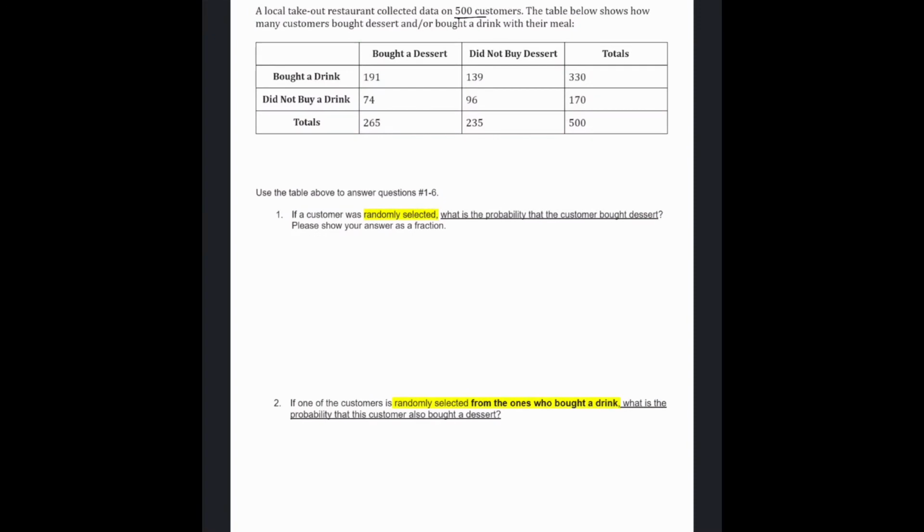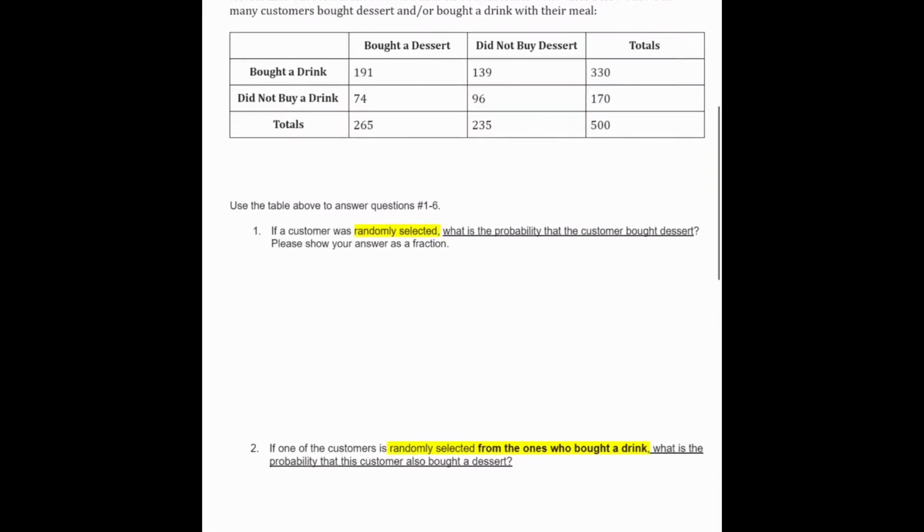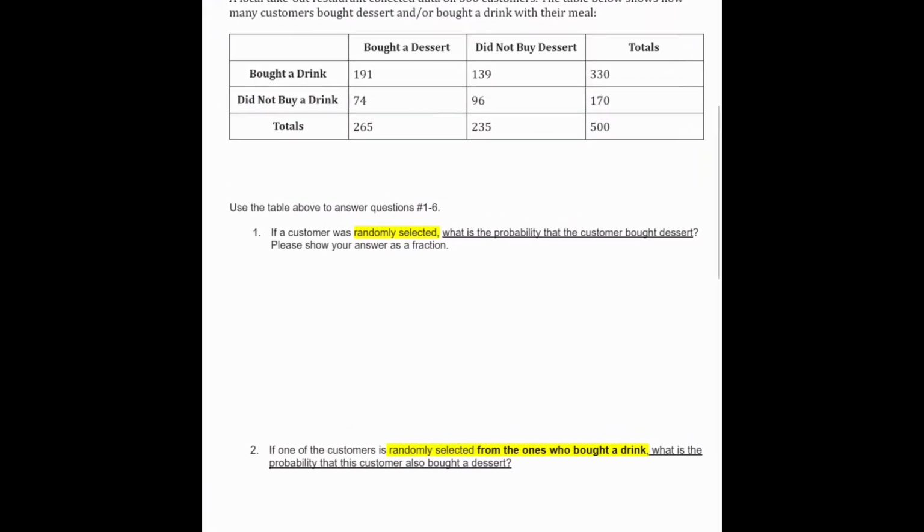Okay, first I'm going to go ahead and just read the table and dive into what it says, and then we'll go through the problems. This table is going to be used for questions 1 through 6, so it's basically this whole first portion of the worksheet. So this says a local takeout restaurant collected data on 500 customers. The table below shows how many customers bought a dessert and or bought a drink with their meal.